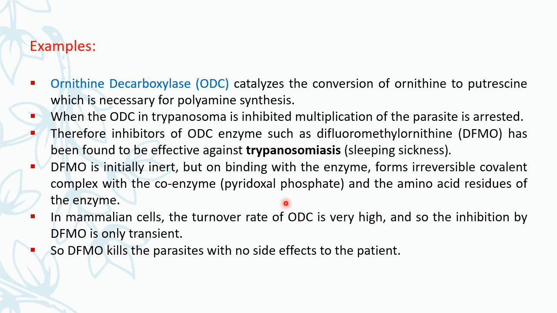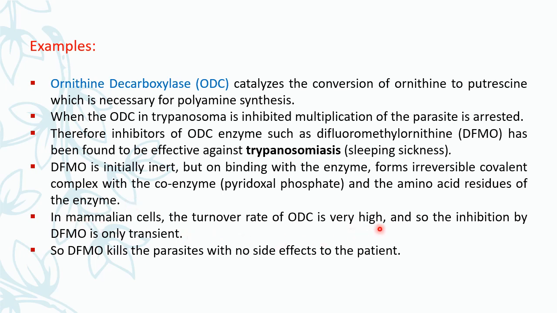Okay, then what happens in the mammalian cell? It can also block polyamine synthesis in the mammalian cell too. Then why is it effective only against the parasite trypanosoma and does not cause any harm to the mammalian cell? Because we have already said that in irreversible inhibition, the enzyme remains inhibited until a new enzyme molecule is formed. Here also, in the mammalian cell, the turnover rate of ODC is very high.